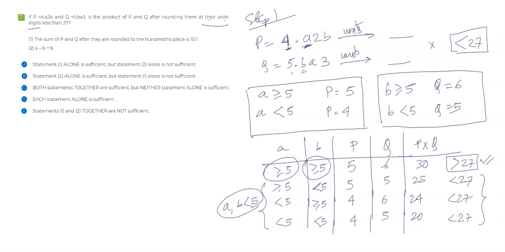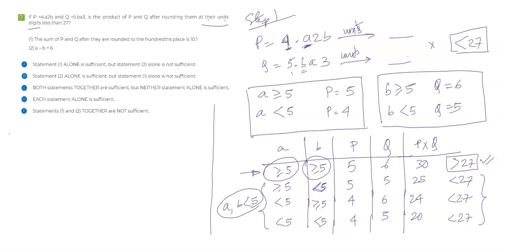Notice that if B is less than 5, A being greater than or equal to 5 does not matter, the product is less. If A is less than 5, B being greater than or equal to 5 does not matter, it is less than 27. And if both of them are less than 5, then the product obviously is less than 27. Only if you find a case when they are both greater than or equal to 5 will the product be greater than 27. So I know what I need to look for when I'm analyzing these statements.